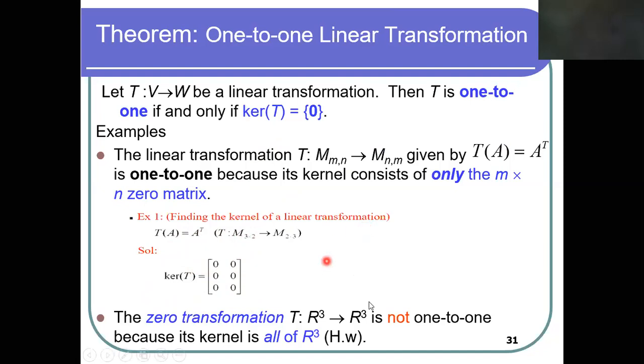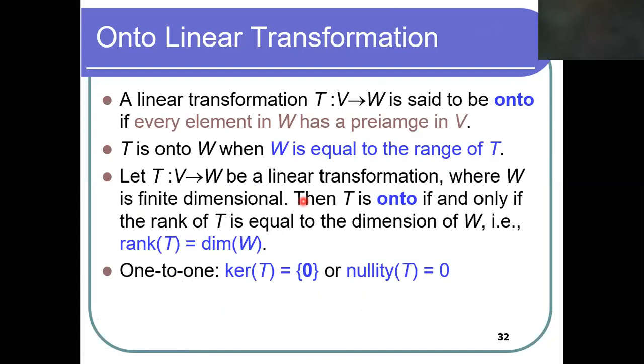So the zero transformation is not one-to-one. You have to take it as homework and understand why it is not a one-to-one transformation. Now, onto transformation: a linear transformation is onto if every element in W has some pre-image in V. So T is onto when W is equal to the range of the transformation.